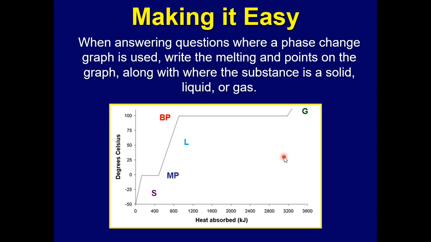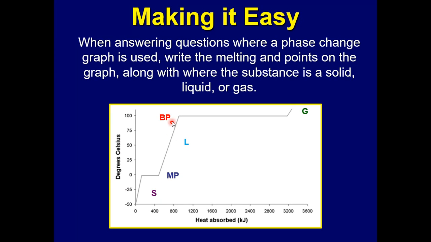Okay, now when you're answering questions about this, you can make it easier on yourself by just labeling these points. So the place where it flattens out at the cooler temperature will be the melting point. So just put an MP there. Okay, now before something melts, when it's colder than melting, it's going to be a solid. So put an S there.